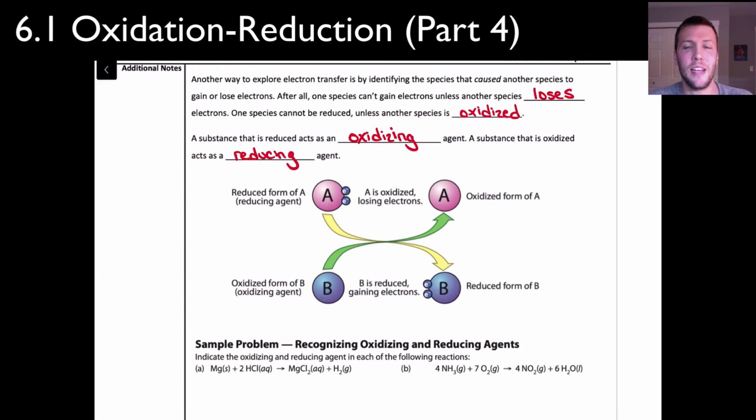However, since A is giving its electrons away, allowing B to get reduced, A is referred to as a reducing agent. And B, on the other hand, by accepting electrons and allowing A to get oxidized, we can refer to B as an oxidizing agent. So if you get oxidized, you are a reducing agent. If you get reduced, you are an oxidizing agent.